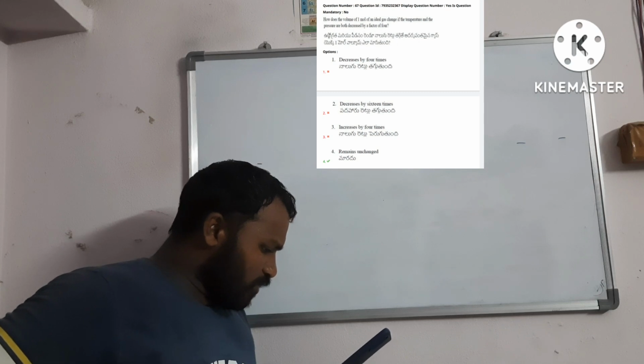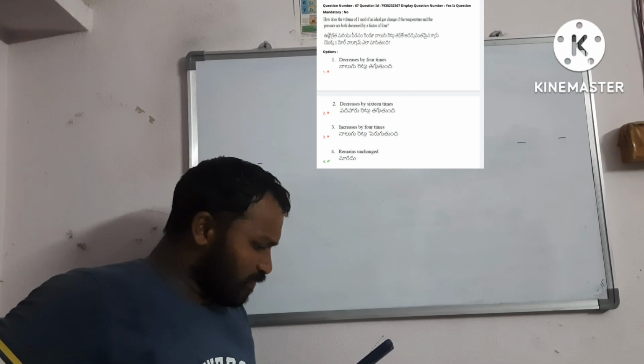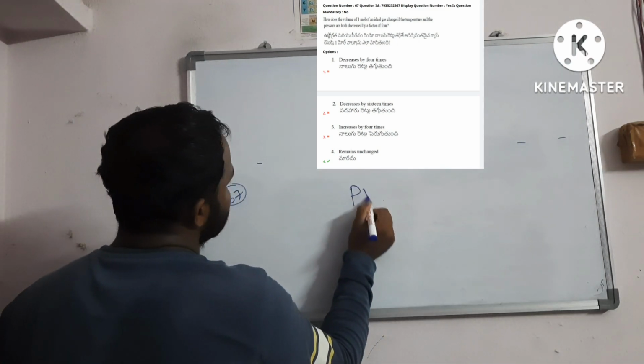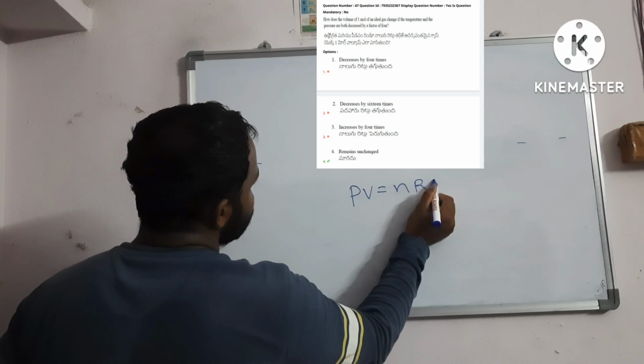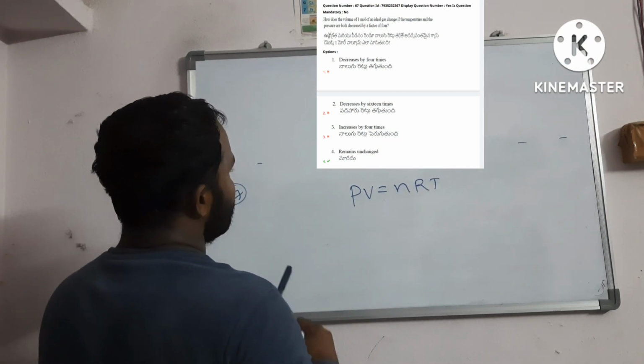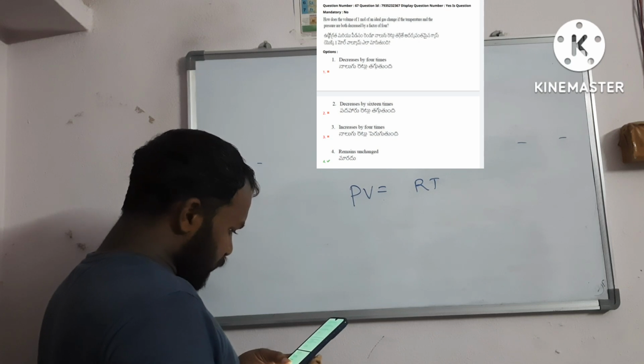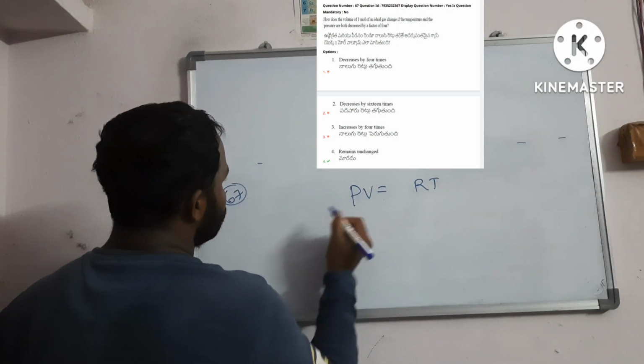How does the volume of 1 mole of an ideal gas change if the temperature and the pressure are both decreased by a factor of 4? So what is the ideal gas law? PV is equal to nRT. But here n is 1 mole, they have given, right? So what they asked: both pressure and temperature decreased by 4.